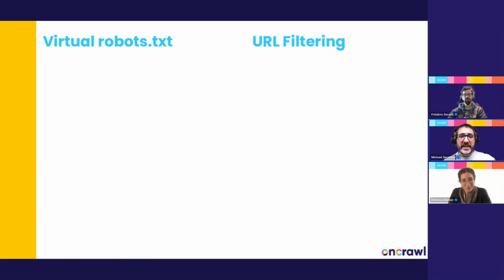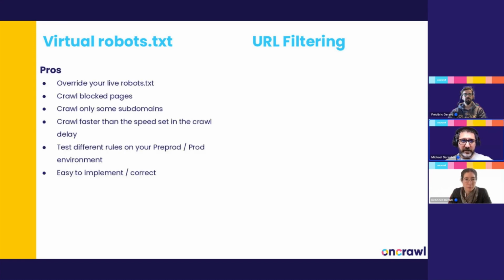And for this purpose, we'll use two main features in Oncrawl: the virtual robots.txt and the URL filtering system that we just released a few weeks ago. So let's have a look in detail at the pros and cons. The virtual robots.txt will override your live robots.txt, so no need to change anything on your live robots.txt. It can be very dangerous, so don't do that.